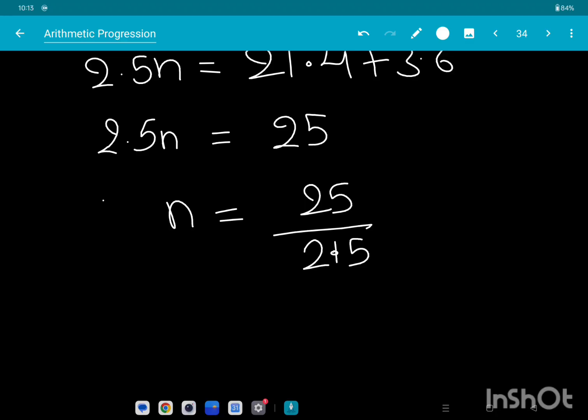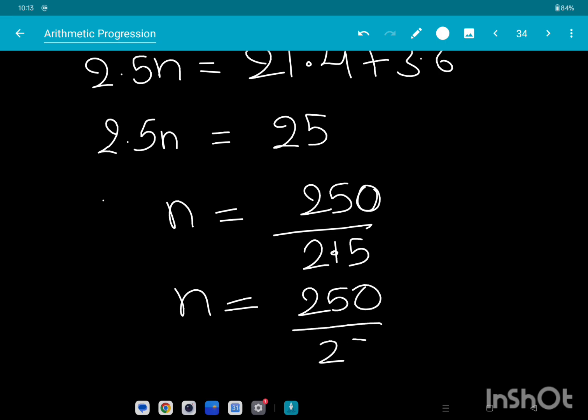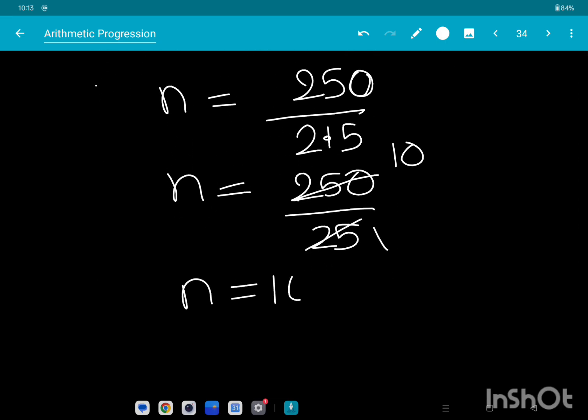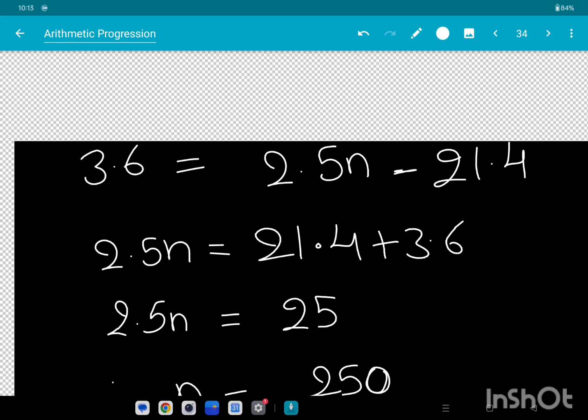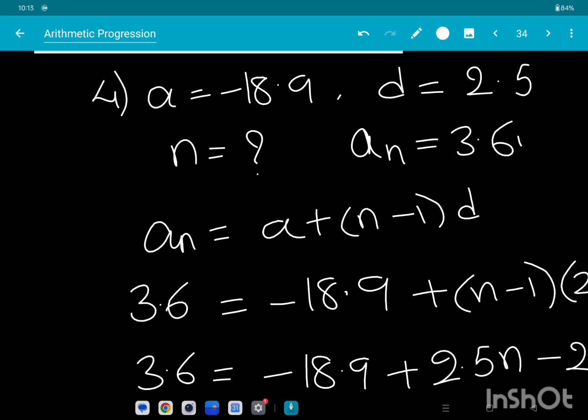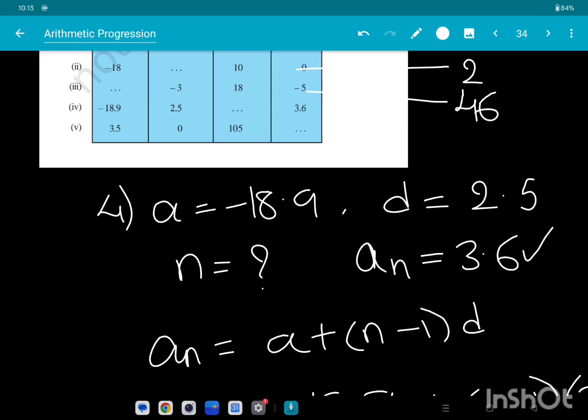If the decimal point is removed, then a 0 will be added in the numerator. So n is equal to 250 divided by 25. 25 ones are 25, 25 tens are 250. Here the n value is 10. So it means the 10th term in this AP is 3.6. So this is the way we will find out.